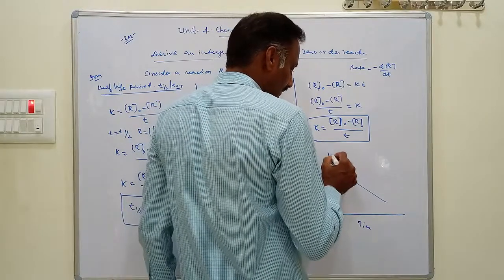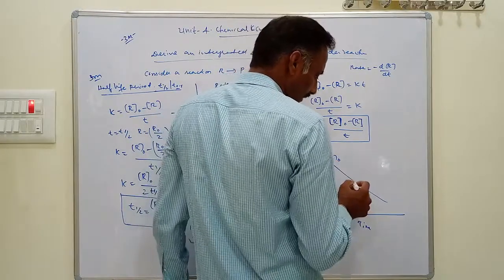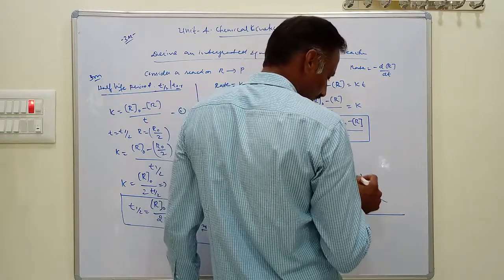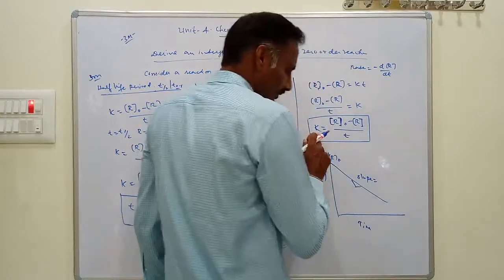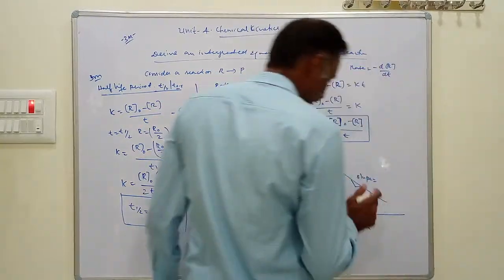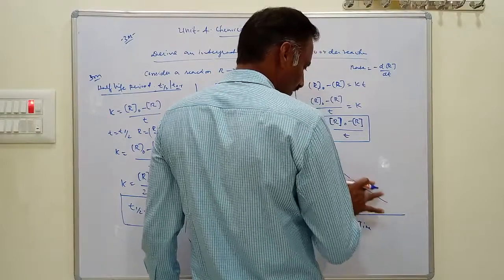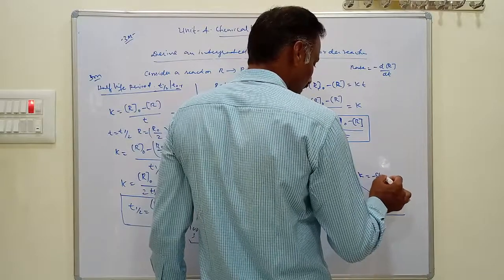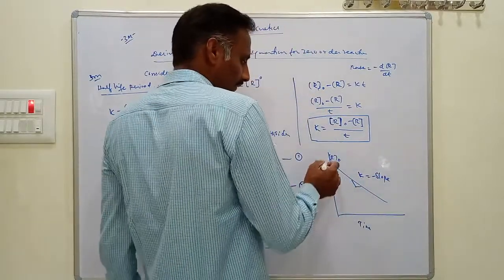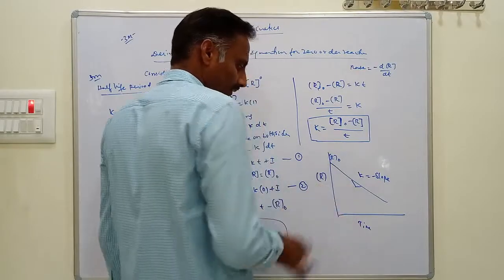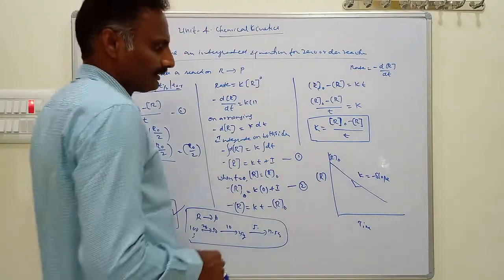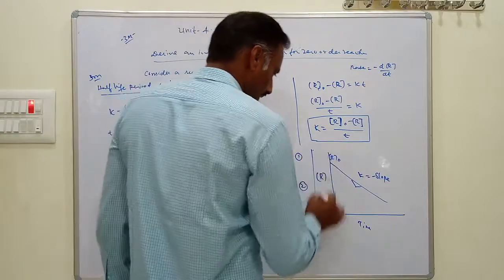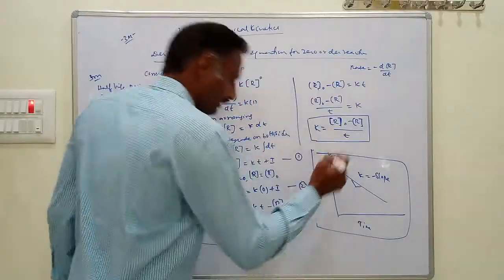This is the initial concentration R naught. Here you will get a slope, with a negative sign, and the slope equals k. In this expression, k is the slope. This is the graphical representation of a zero order reaction. This type of question is also asked: draw a graphical representation of a zero order reaction like this, and this graph is also important.